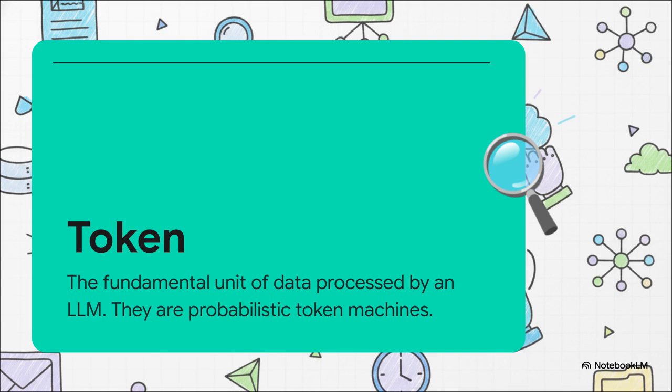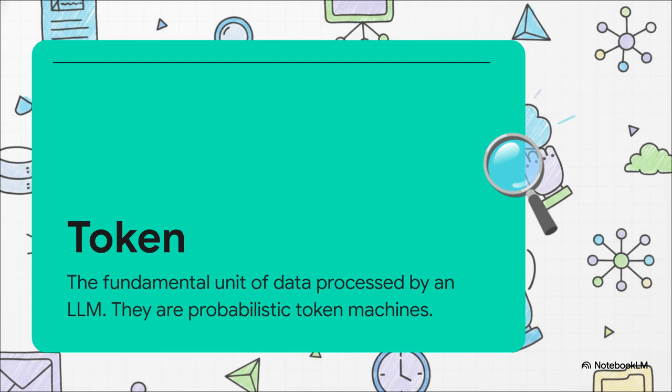A token is the fundamental unit of data processed by an LLM. Here's a fun fact for you. The word apple might be one single token, but a more complex name or even a typo, the model might split that into 3 or 4 separate tokens. That means these models are essentially probabilistic token machines. They're constantly calculating the mathematical probability of what the very next token should be based entirely on everything that came before it.